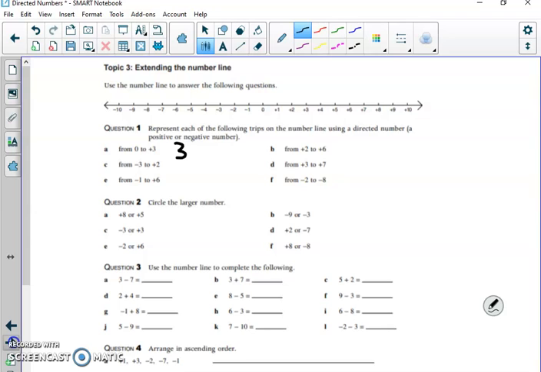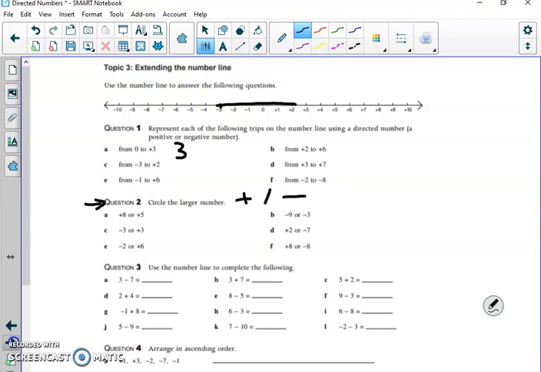The next one is from -3 to +2. How far is that distance? All right, circle the larger number. Remember that the thing you want to be paying attention to here is: is it positive or is it negative? Because a really big negative number is a lot smaller than a really small positive number.